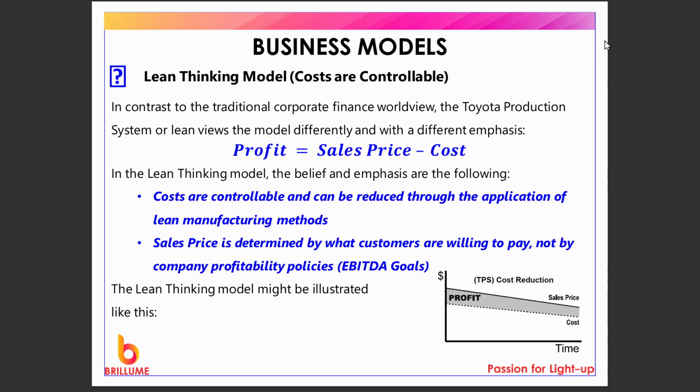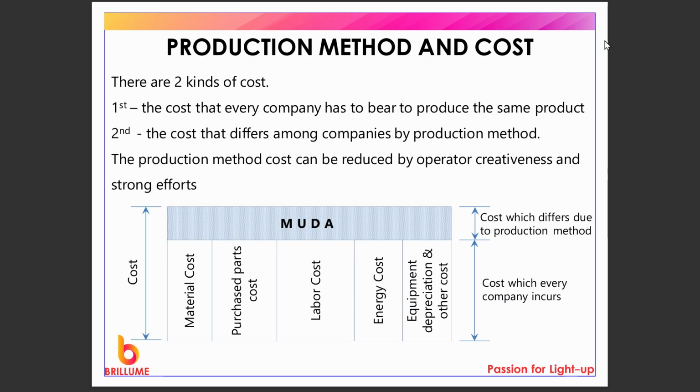So costs are controllable and can be reduced through the application of lean manufacturing methods. So the sales price is determined by what the customer is willing to pay, not by the company. Profitable policy, EBITDA goals. The lean thinking model might be illustrated like this.